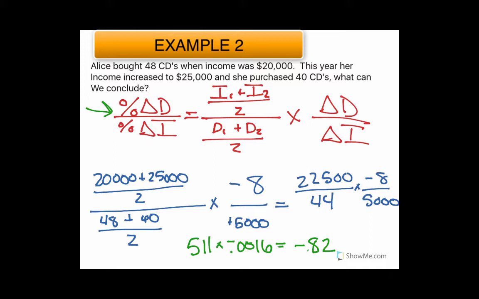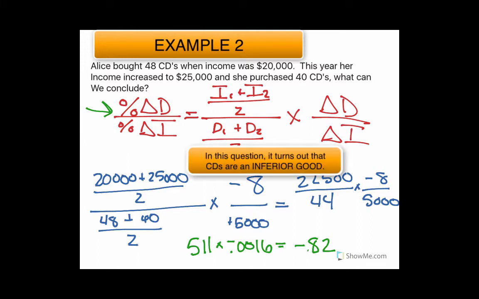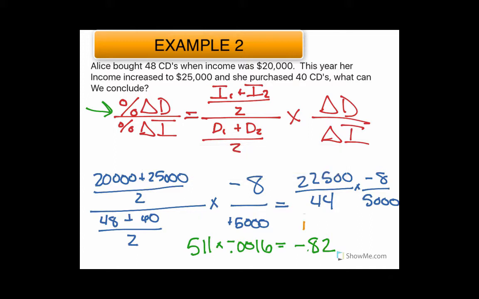And so what the negative means in this number is that this is an inferior good. It means that as you get more money, you actually buy less. You would think it'd be the other way around. For most things, they're normal goods, so when you get extra money, you're going to buy more. But for CDs, it's called an inferior good, for Alice particularly. So when you get more money, she buys less. So also we can say that CDs are an inferior good for Alice.